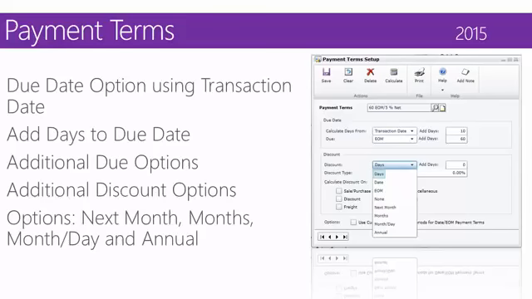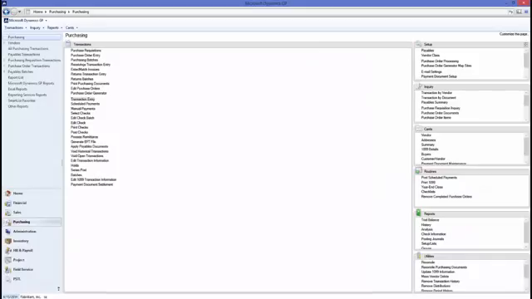Let's take a look at this feature in action. In payment terms in GP 2015, let's take a look at an example. We want to create a payment term for an invoice due 5 days after the end of the month that is 60 days out with no discount.